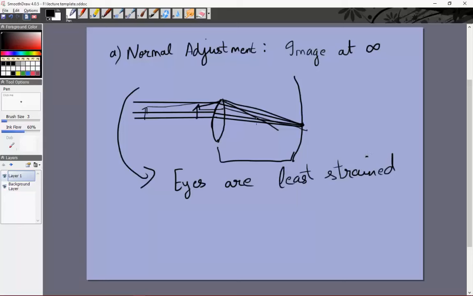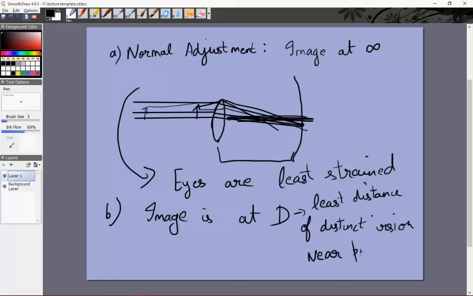The second case we'll study for all of them is when the image is at D. Now what is D? D is called the least distance of distinct vision. Now it is also sometimes called the near point of the eye. So every eye has a specific far point and near point. The far point is the furthest distance an eye can see clearly, and usually it's infinity.